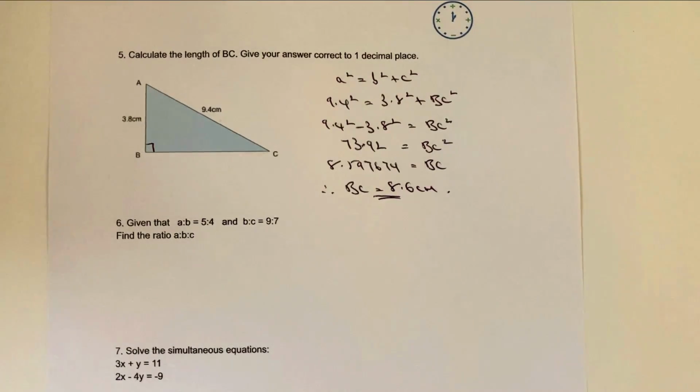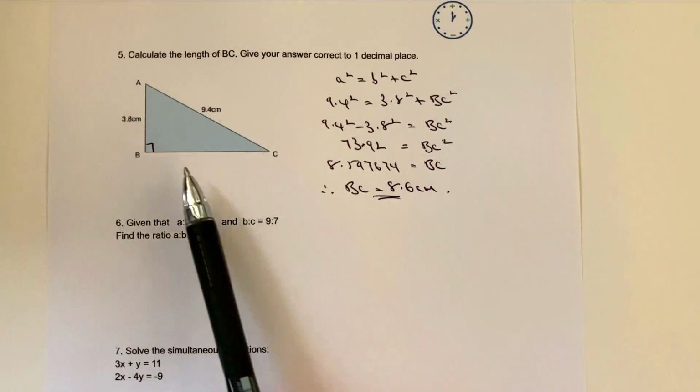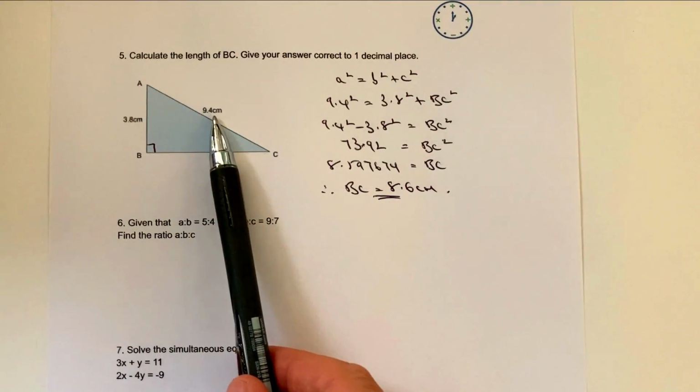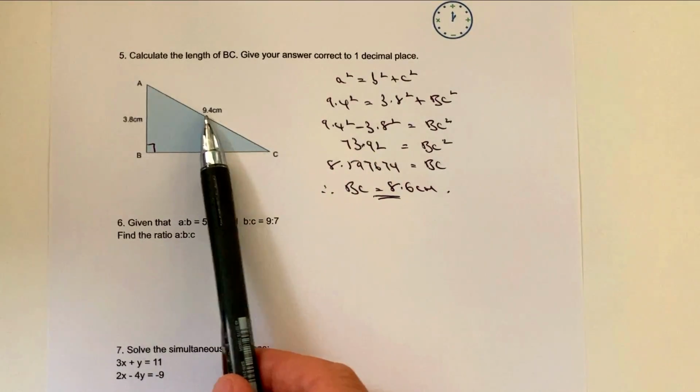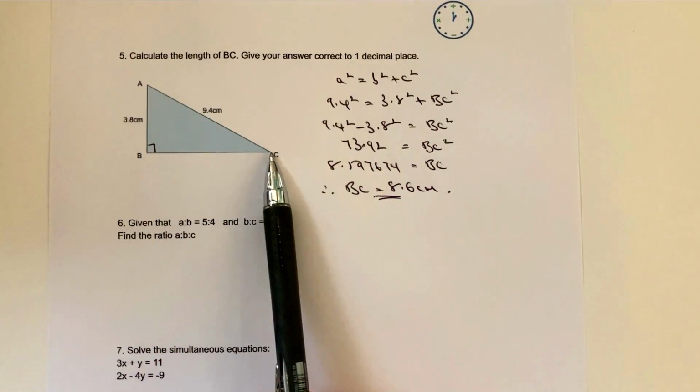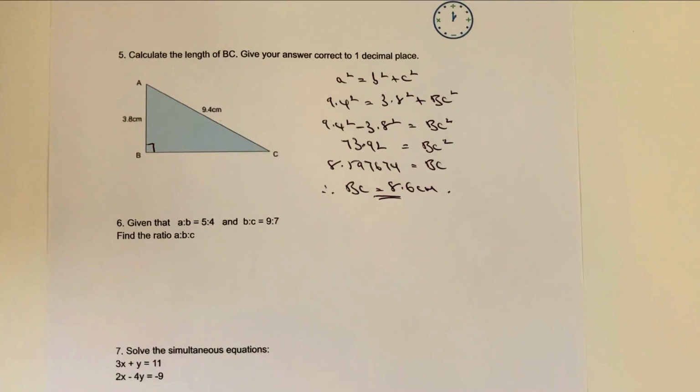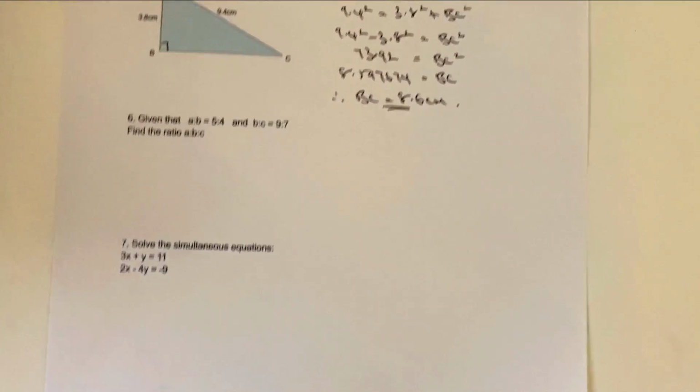Now, just as an aside here, do make sure always that your answer is going to be less than the hypotenuse. This is why we subtracted over here, less than the hypotenuse. The hypotenuse is the longest side on any right-angled triangle. Okay, let's move on then to question number 6.